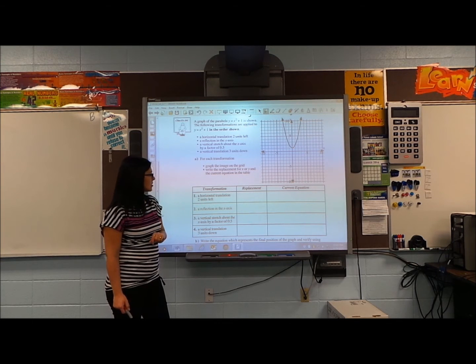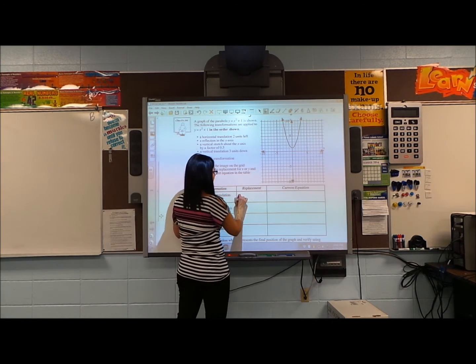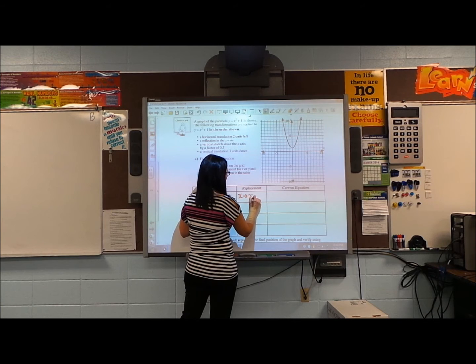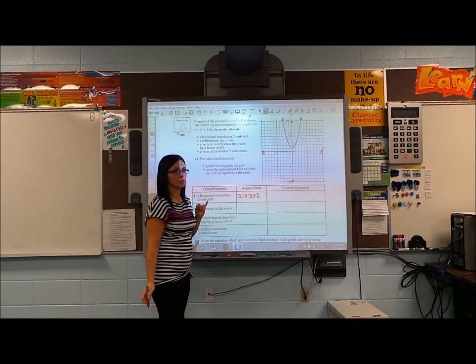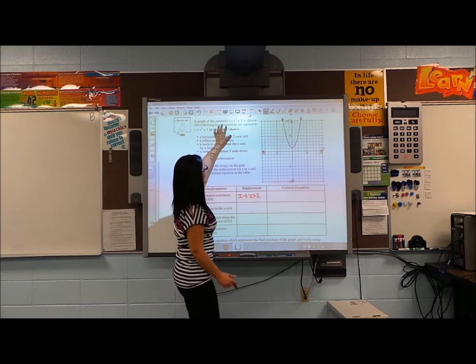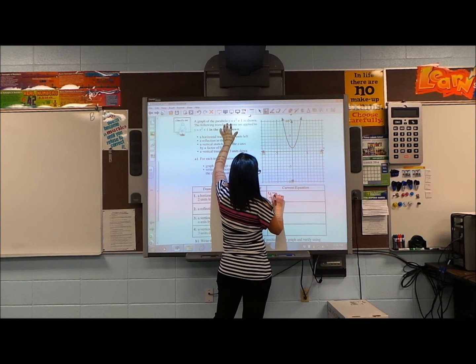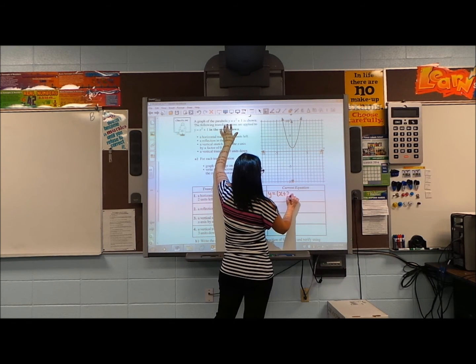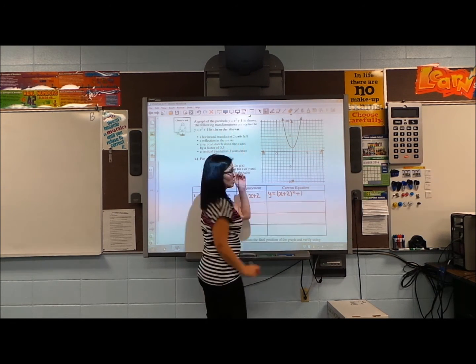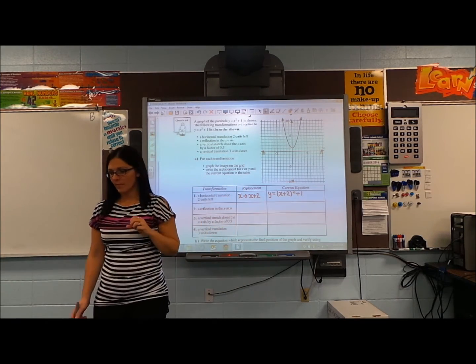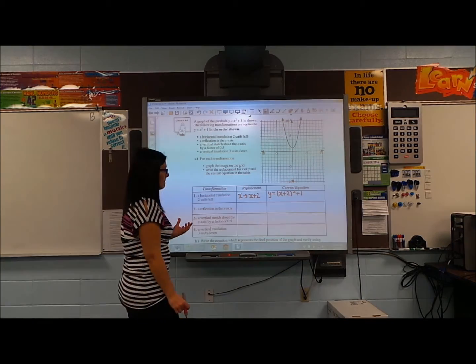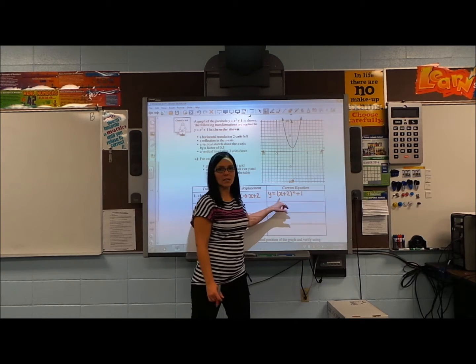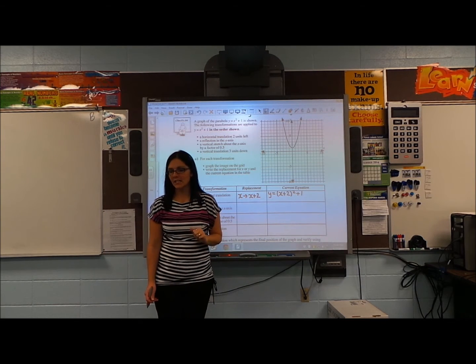So if I do a horizontal translation of 2 units to the left, I would replace x with an x plus 2. On my equation, what that does is y equals (x plus 2) squared plus 1. That becomes my equation. I'm not going to worry about expanding this out. I'm just going to leave it as it is for now.